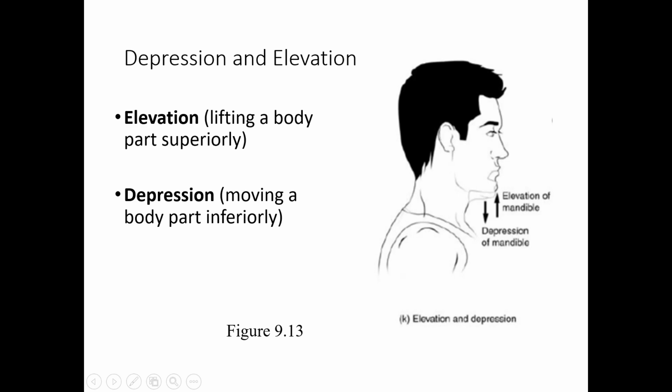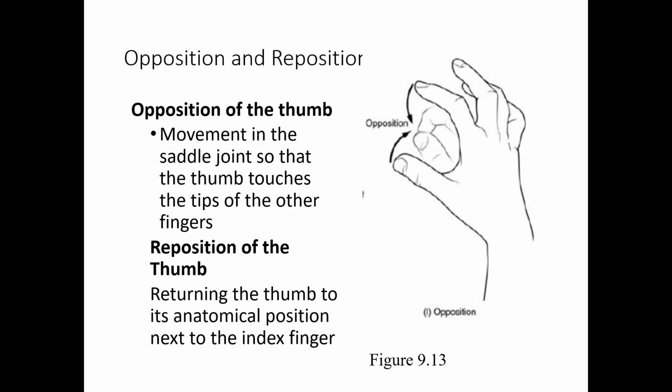Depression and elevation. Lifting of a body part will be elevation. Moving it down would be depression. We can do it with our chin, and we also can do it with our shoulders. We can move them up and down. Elevation and depression. Opposition and reposition is only about the thumb. Movement of the thumb. So the thumb touches the tips of other fingers like that, like thumb and index finger. That is called opposition when they touch. Returning the thumb to the original position when it's not touching other fingers is called reposition of the thumb.